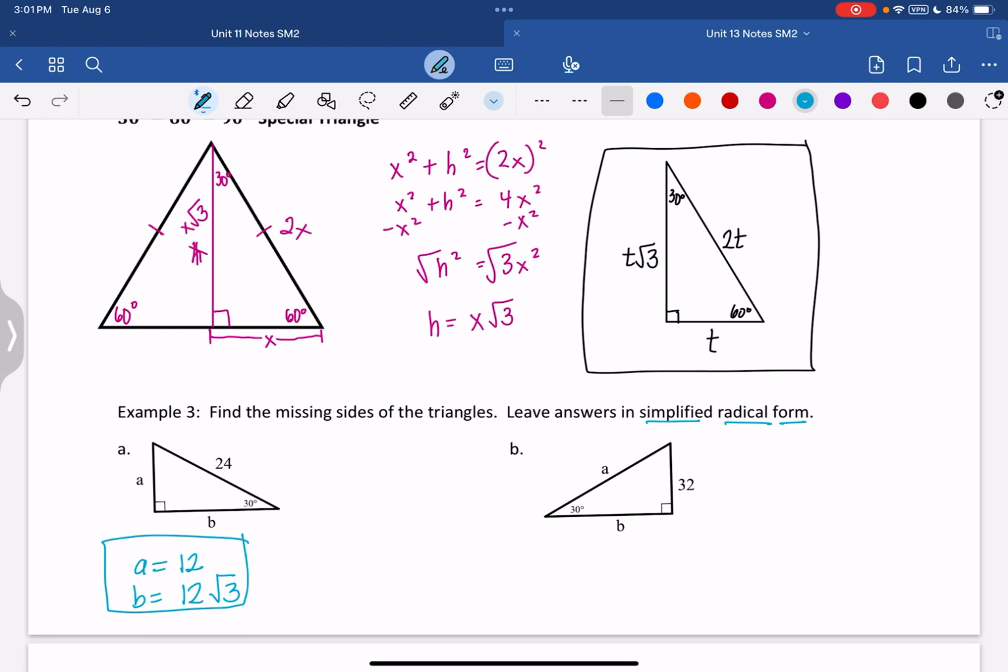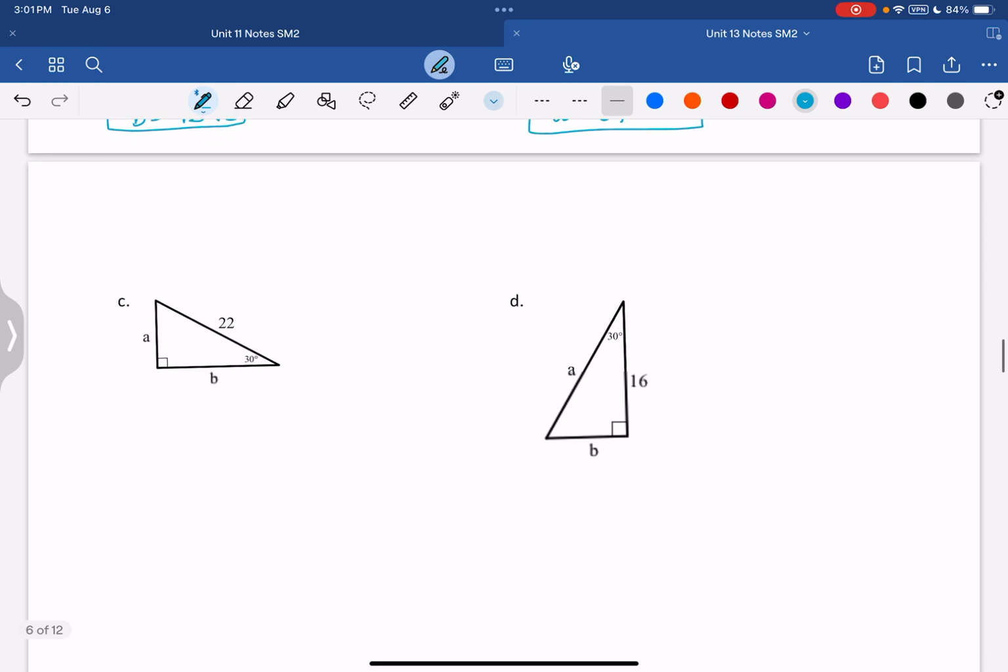Okay, on this one, the short leg, which is 32, is the reference one. So then to get the long leg, we take the short leg times the square root of 3. To get the hypotenuse, we take the short leg and double it. So 2 times 32 is 64. Super straightforward.